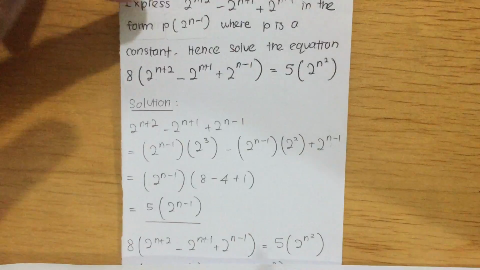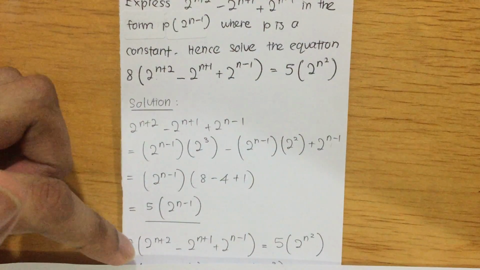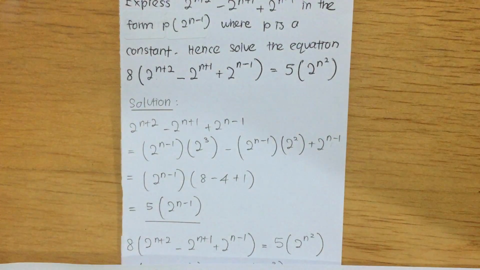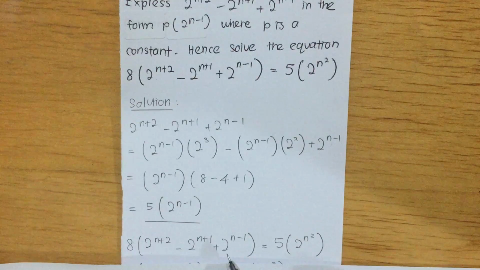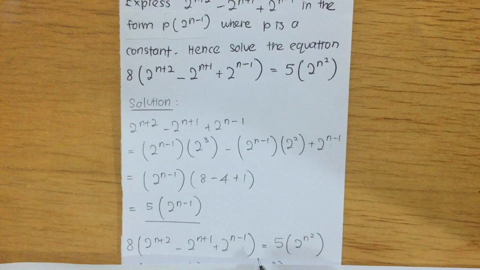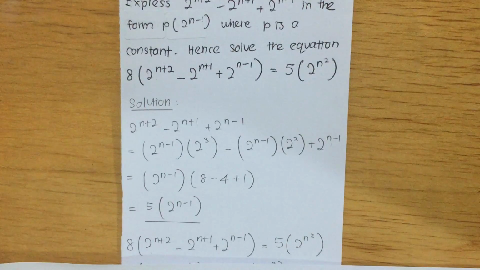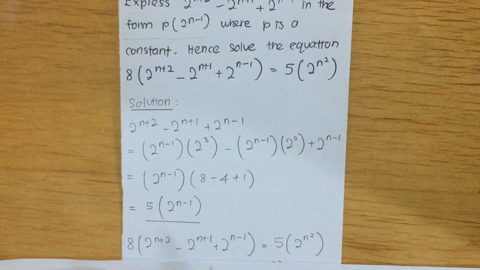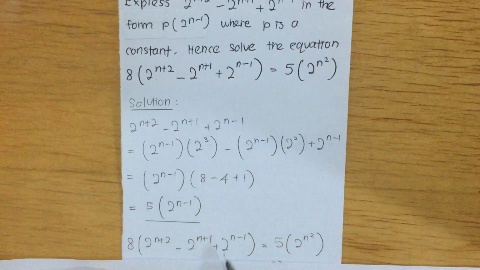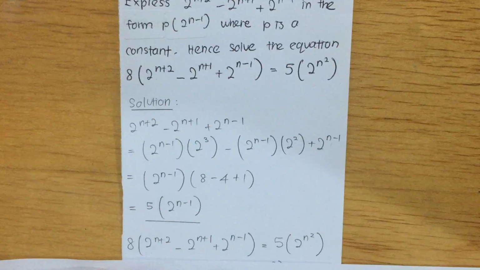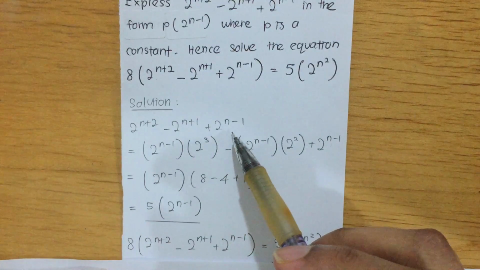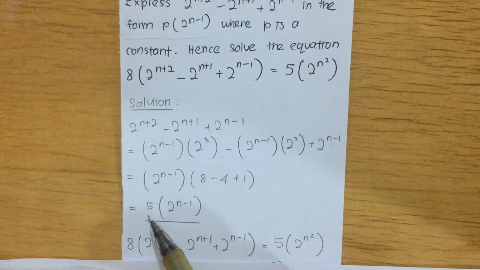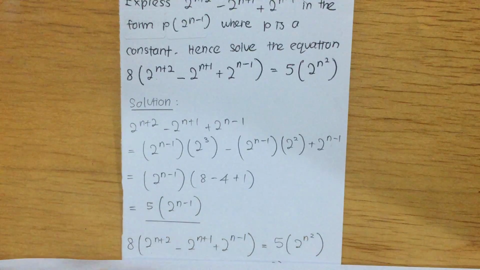Okay, we literally rewrite the whole equation here. 8(2^(n+2) − 2^(n+1) + 2^(n−1)) = 5(2^(n²)). Alright guys, if you notice here, this expression and this expression are the same, and we have already expressed this expression in the simplest form, which is 5(2^(n−1)).